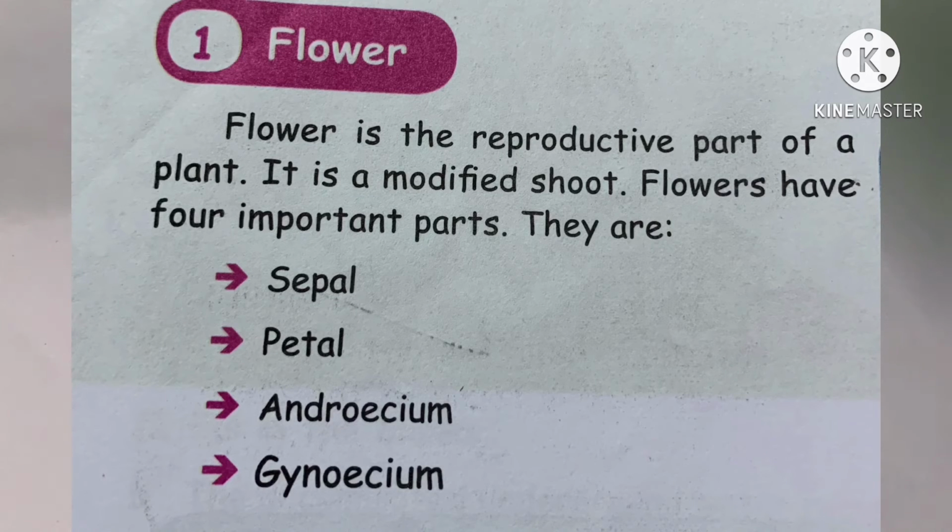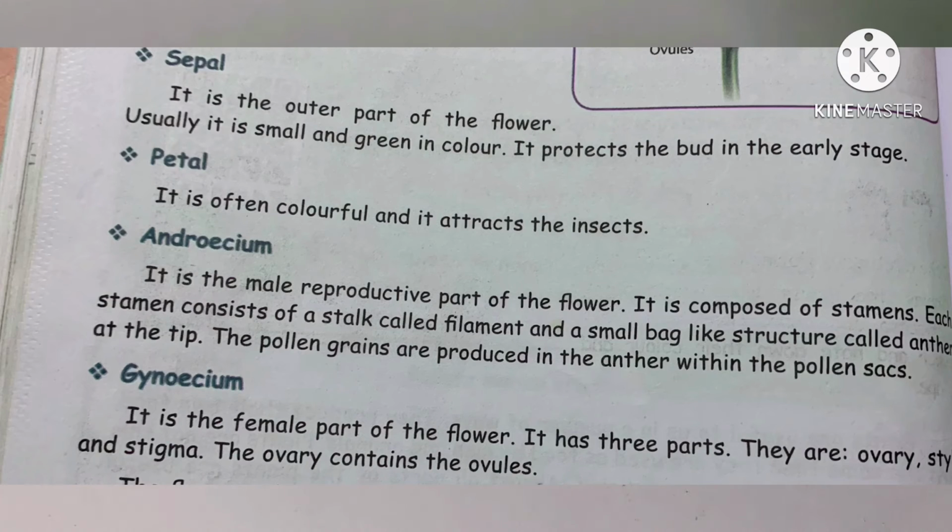Write a note on parts of a flower. Flower is the reproductive part of a plant. It is a modified shoot. Flowers have 4 important parts. They are sepal, petal, androecium, gynoecium. Sepal. It is the outer part of the flower. Usually it is small and green in color. It protects the bud in the early stage. Petal. It is often colorful and it attracts the insects.